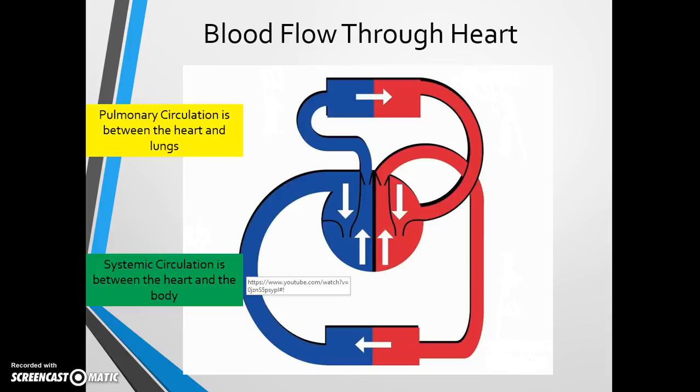Two key terminologies you need to know. We've got pulmonary circulation. Now, the word pulmonary, as I said earlier, you've got to think lungs. Pulmonary circulation is just this bit here, between the lungs and the heart. Systemic circulation then goes around, think of your body as a system. So it goes between your heart and your body. So it's then this lower part here.